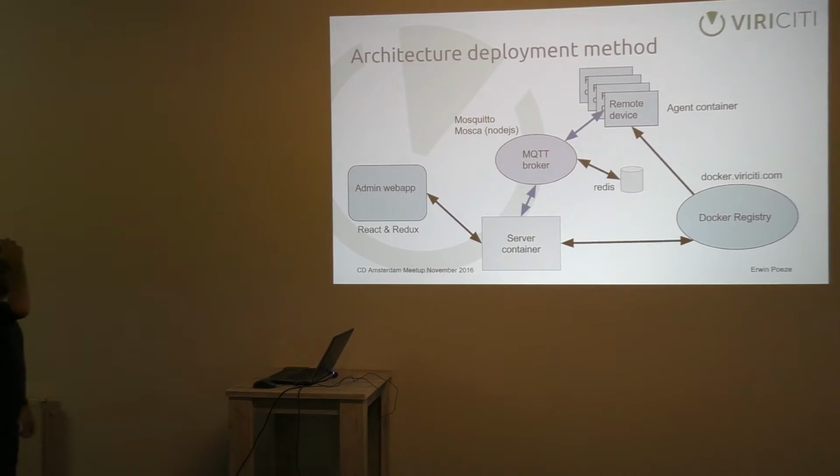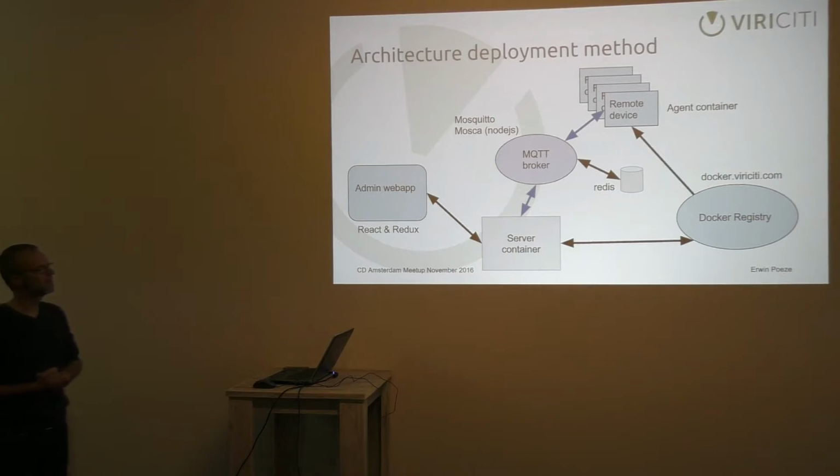So on the top right you have a number of remote devices, those are the boxes. We have a sort of agent container running, which is the deployer. It's the manager of the images and the containers, Docker. It has a connection with our internal Docker registry, so it can pull the Docker images.